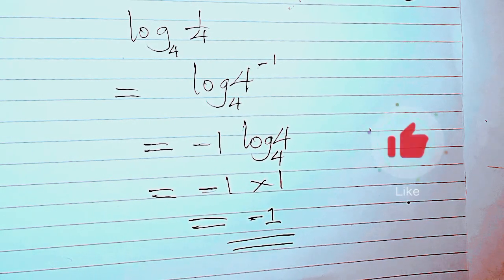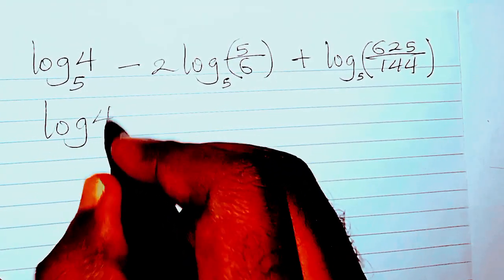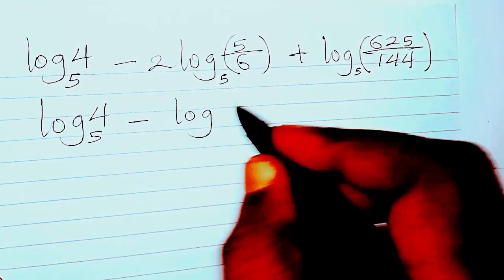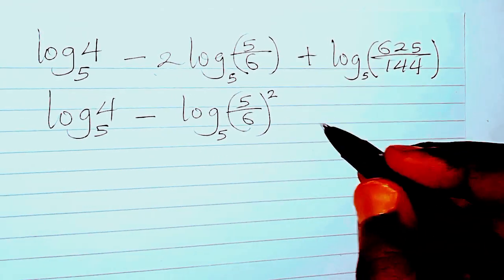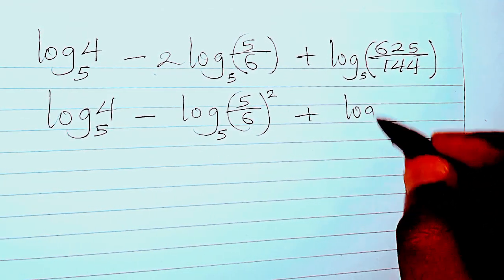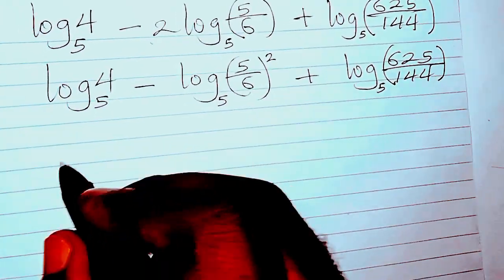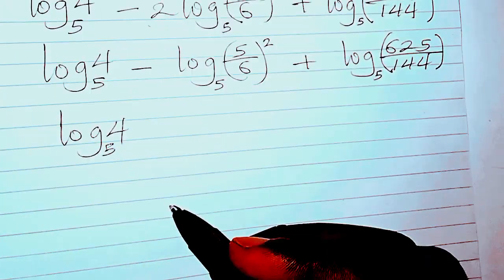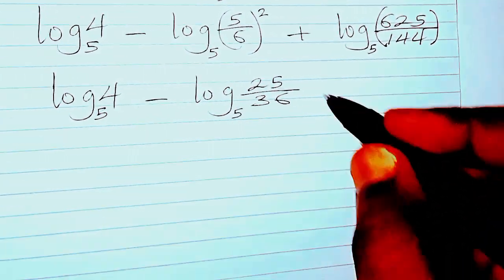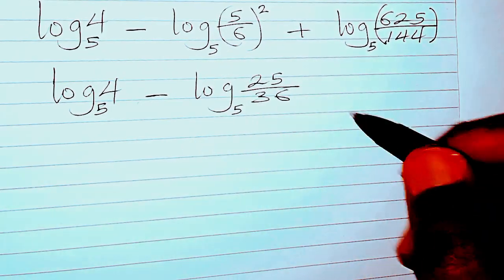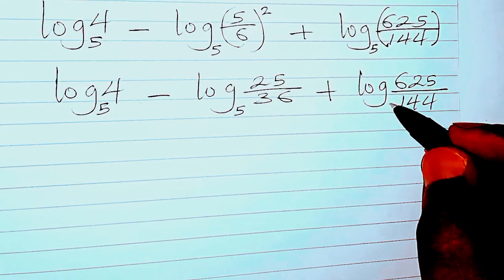Let's take a look at another question there, and then the only thing we have to do here is log 4 base 5 minus, this is log 5 over 6 squared. We need to make this one a power, that's the third law of logarithm, and then plus log 625 over 144 base 5, and then this is log 4 base 5, and then minus log 25 over 36 base 5, that's 5 squared 25, 6 squared 36, and then plus log 625 over 144 base 5.